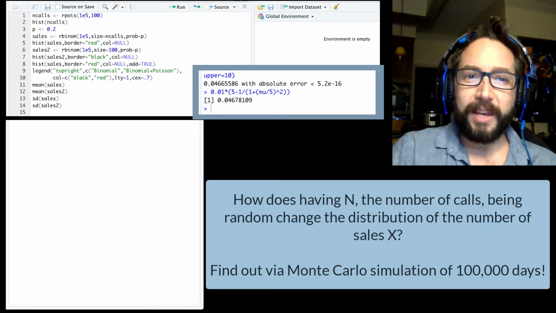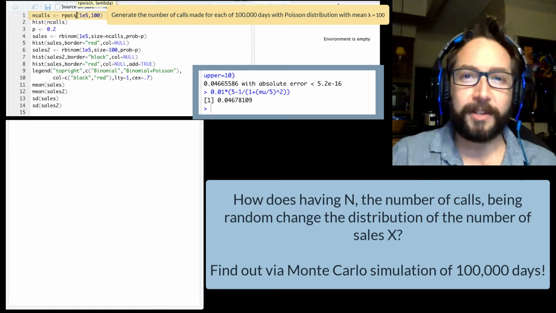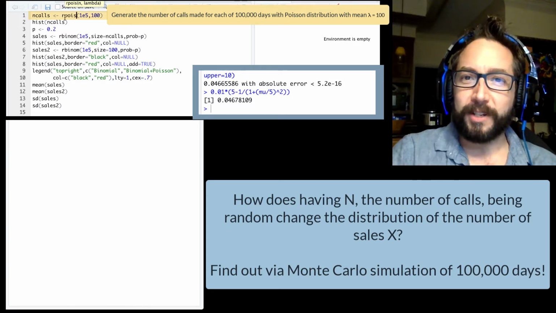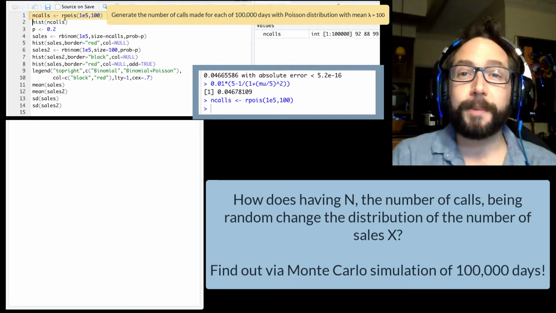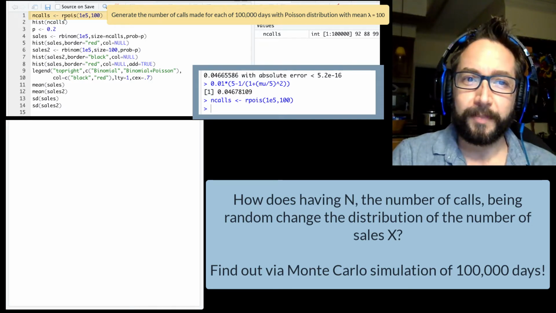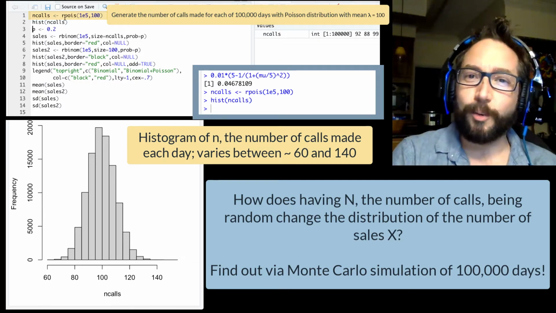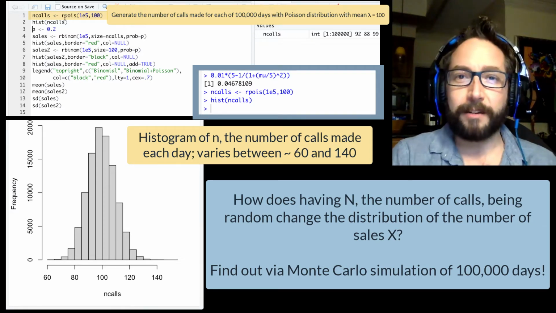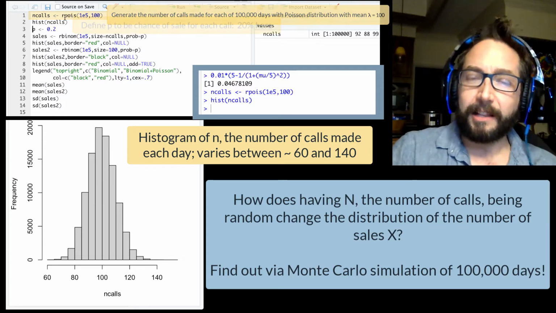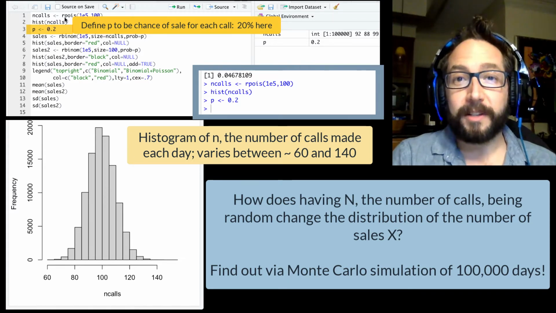So what we can do is generate at random, let's say, 100,000 numbers of calls that the telemarketer is going to make. So consider the number of calls over the course of 100,000 days, and let's imagine that this is coming from a Poisson distribution with an average of 100. So if we make a histogram of the number of calls that might be made, it's probably somewhere between 60 and 140 or so, peaking close to 100. And so let's imagine that the number of calls is in accordance with this distribution, random from one day to another. Let's say that the telemarketer has a 20% chance of success.